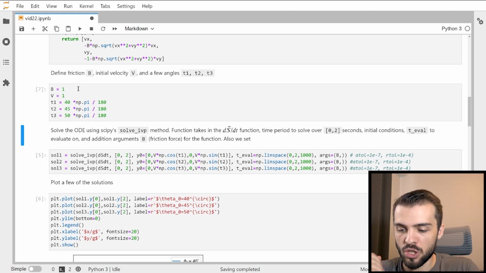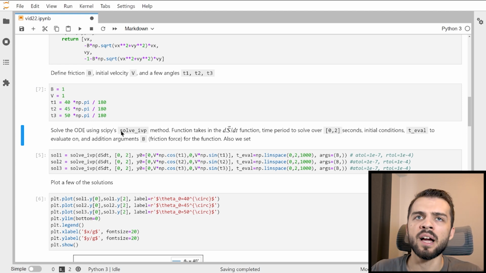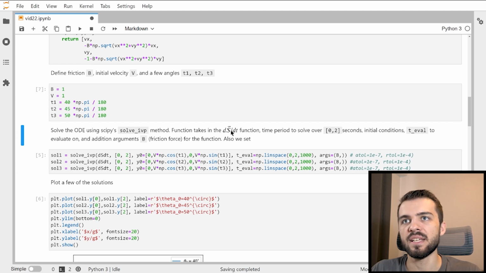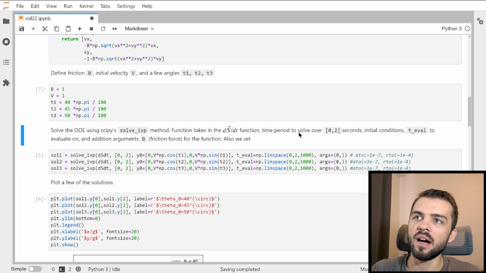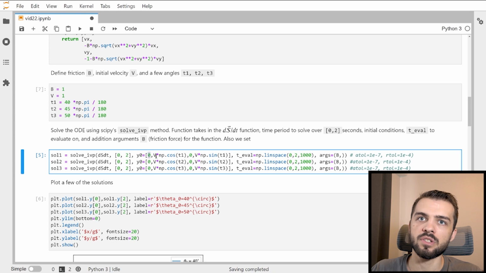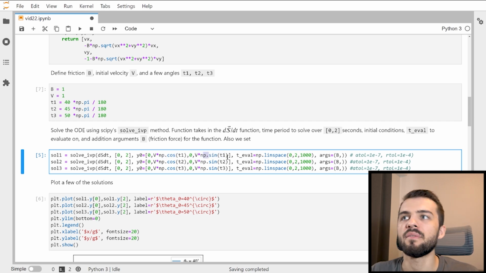So when I solve the differential equation, I use the solve_ivp method of SciPy. It takes in this ds/dt function that we've solved. I solve it from 0 to 2 seconds. I give it some initial conditions here. So it starts at x equals 0, initial x velocity, y equals 0, initial y velocity. Of course, this is just cosine and sine to get the components of that vector.